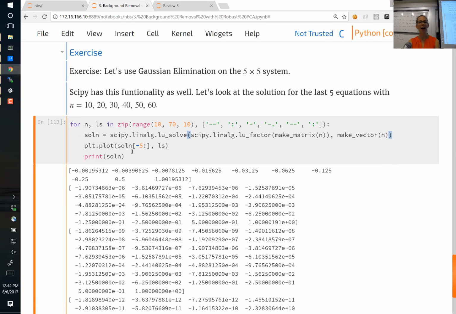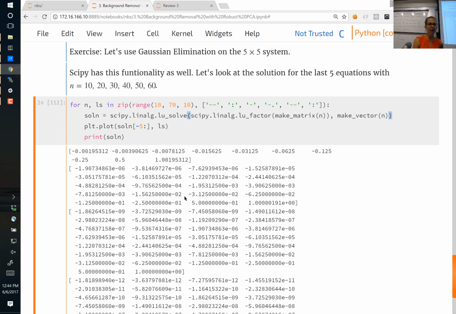Then I'm going to plot what the last 5 values in the solution are. Keep in mind the system is getting bigger, so to have a way to compare them, we look at the last 5 values. Here we're printing them out. The last value for the 10 by 10 system is pretty close to 1, and we've got something pretty close to a half, negative a fourth, negative an eighth. You might see a pattern.